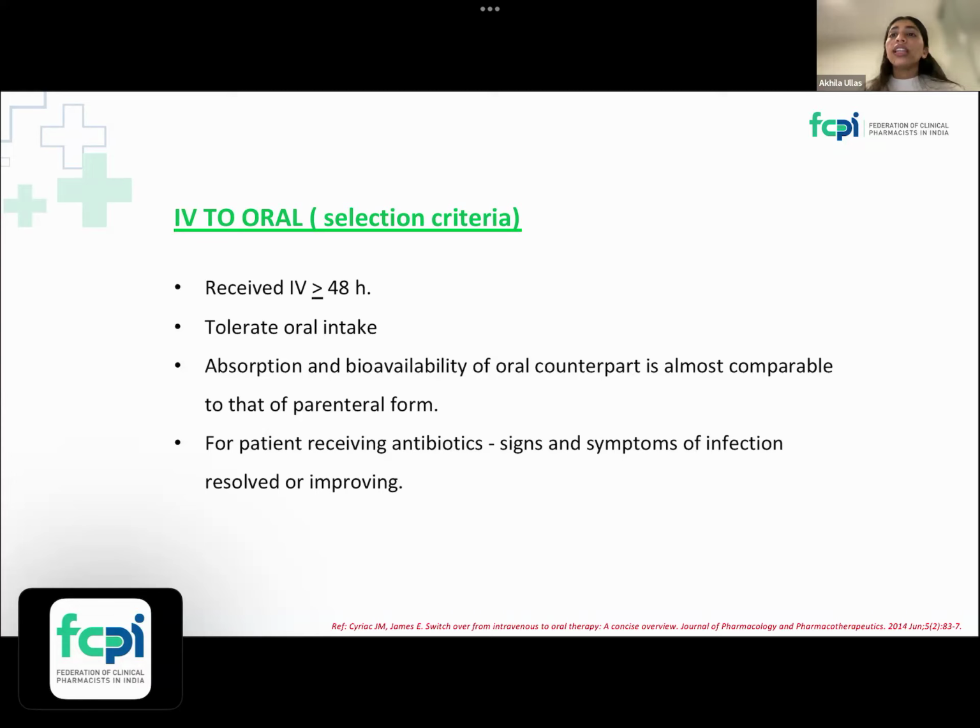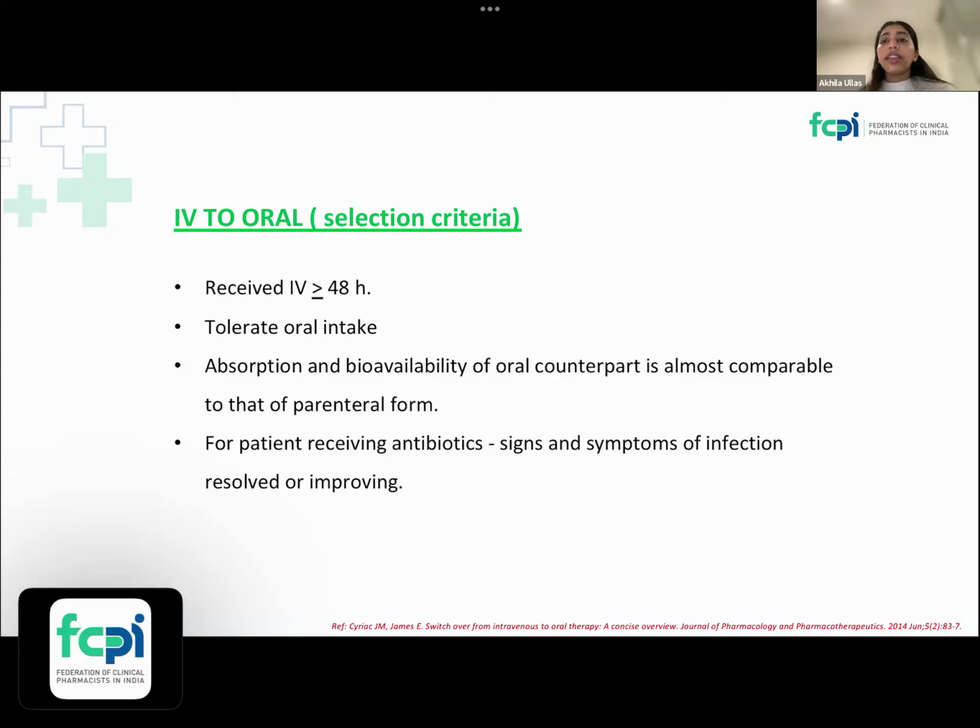So we are looking at whether they are tolerating oral intake, whether they are tolerating a sip of water. Through that, we need to assess the oral tolerance of that patient, and the absorption and bioavailability of the oral counterpart is almost comparable to that of the parenteral form. Like we discussed earlier, whenever you switch therapy, the oral counterpart of that IV medication should give appropriate absorption or bioavailability.